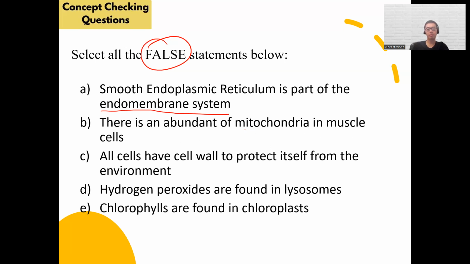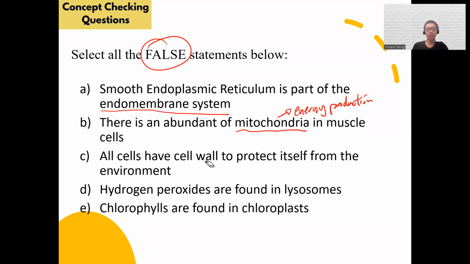There is an abundance of mitochondria in muscle cells. Mitochondria is needed for energy production, right? Your muscle cells move a lot, right? Your muscle moves a lot, so the muscle cell also needs to have a lot of energy in order to produce those movements. So it's not surprising to have a lot of mitochondria in muscle cells. So that is a true statement. We're not going to choose that. We're looking for the wrong ones.